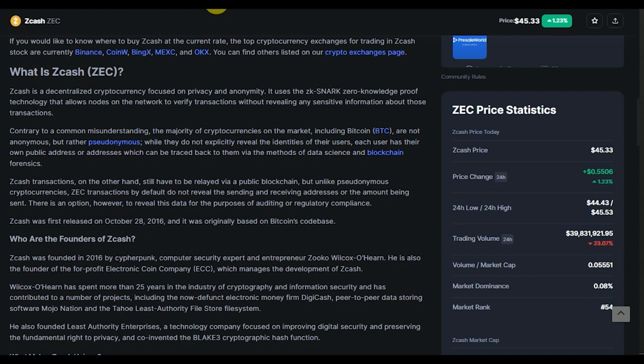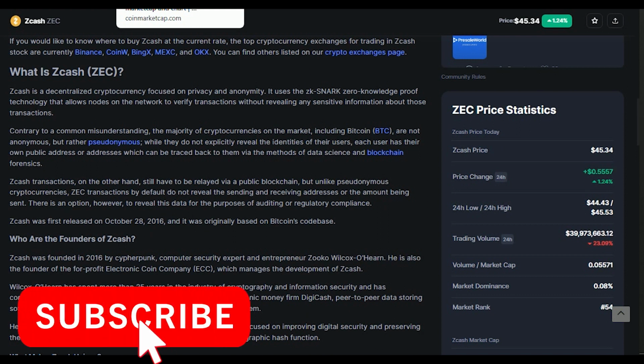Zcash transactions, on the other hand, have to be relayed via a public blockchain, but unlike pseudonymous cryptocurrencies, ZEC transactions by default do not reveal the sending and receiving addresses or the amount being sent. There is an option, however, to reveal this data for the purpose of auditing or regulatory compliance.